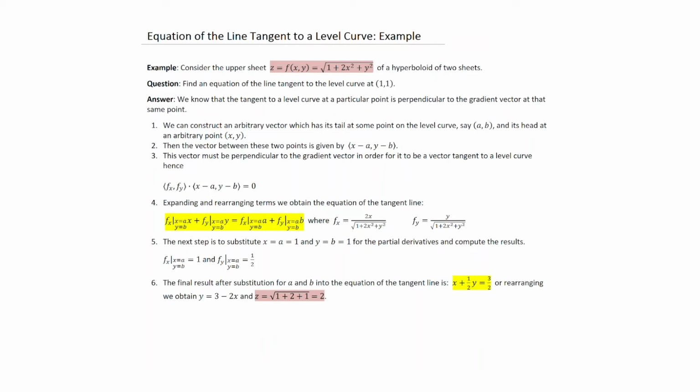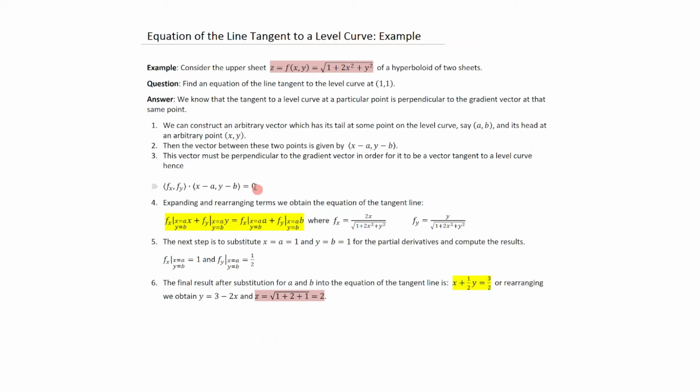So the first thing we'll do is construct an arbitrary vector which has its tail at some point on the level curve, say (a, b), and its head at an arbitrary point (x, y). It basically can point anywhere you want it to be. And the vector between these two points is just the difference between the coordinates. So you end up with a vector (x minus a, y minus b). And we're imposing a condition that this vector be perpendicular to the gradient vector in order for it to be a vector tangent to the level curve. Hence, taking the dot product and setting it to 0, we end up with this expression here.